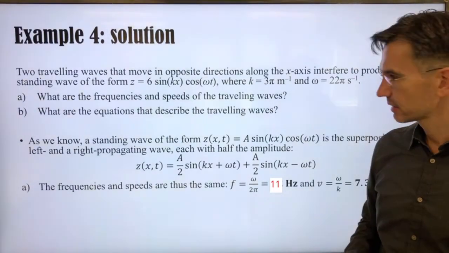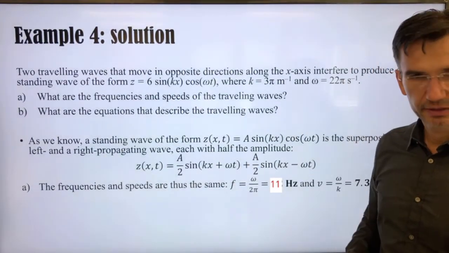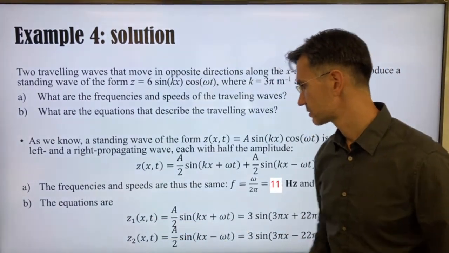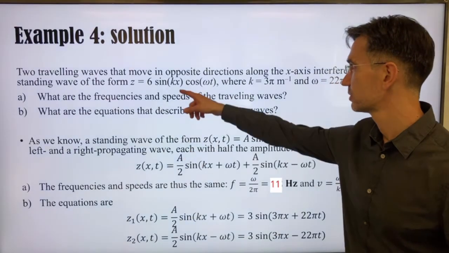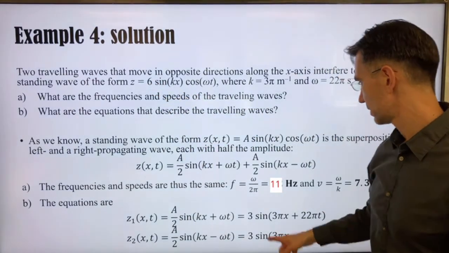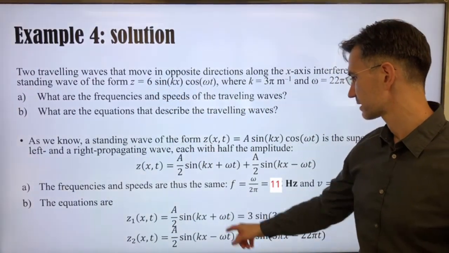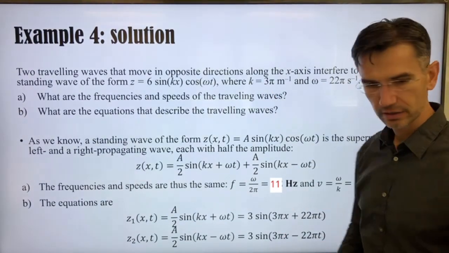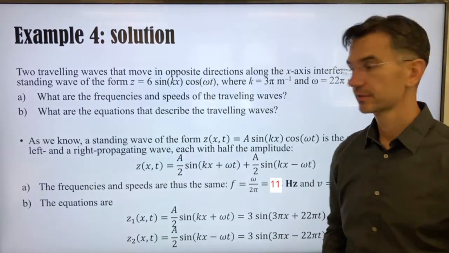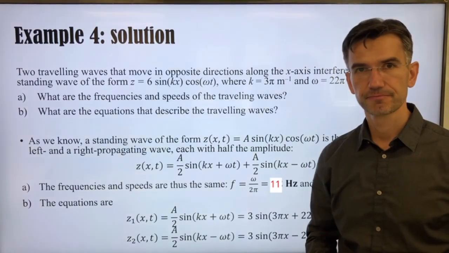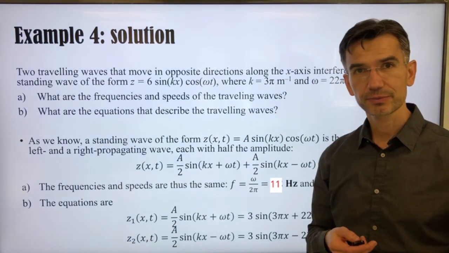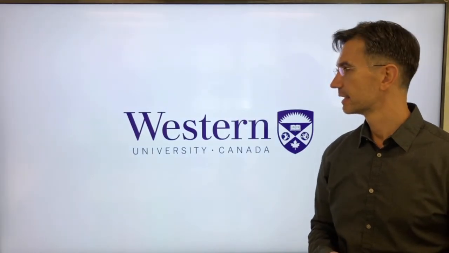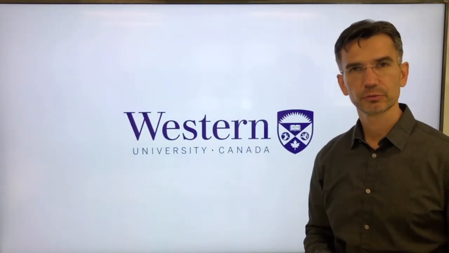And then we just put in these numbers here, and the equations for the two traveling waves are going to be z1, z2, half the amplitude, so it's going to be 3 over here, and then sine of kx plus omega t, and we are already given what k and omega are, so these are our equations for these two waves. And that wraps up the material that we've had for this semester, and we'll probably do a review session at some point before the final exam.